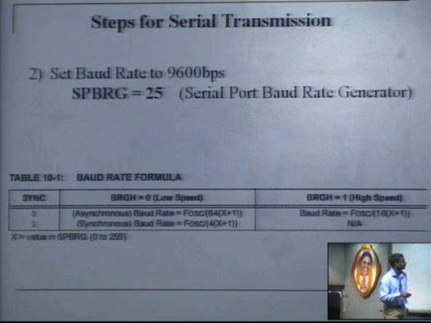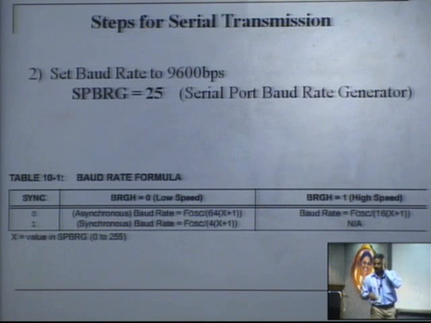The third step: there is one more problem. For example, I need to change the baud rate to 2400. Then what will you do? Again you would need to substitute in this equation and find the value, doing the calculation again. But actually that is not required. Most of the baud rates are given in the data sheet itself.